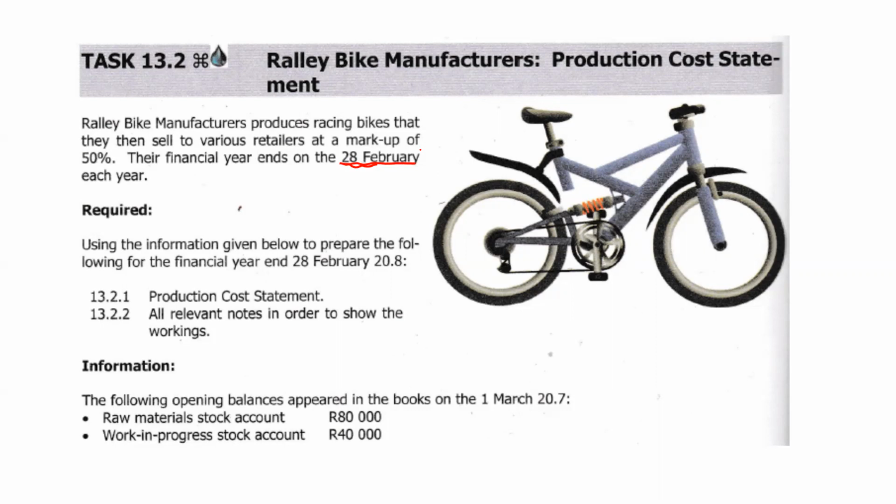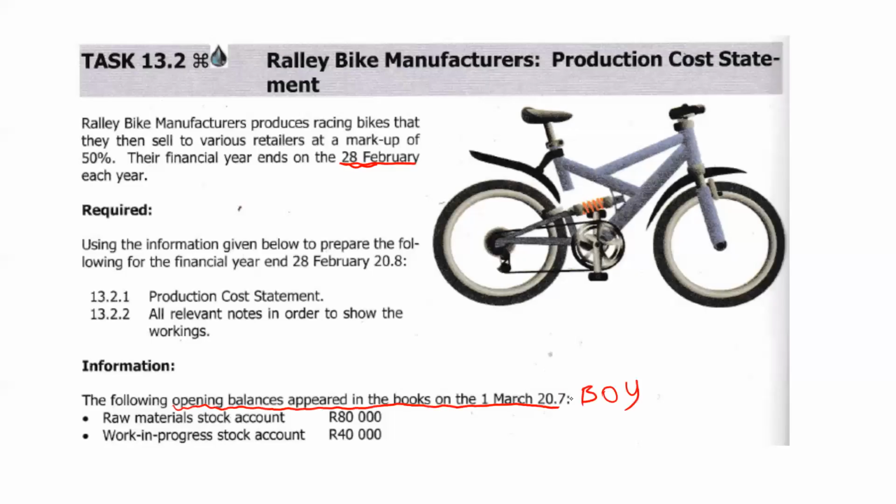the following balances appeared in the books on the 1st of March 20.7. For raw materials stock, we have 80,000. For work in progress, we have 40,000. Note that these are opening balances, meaning that they are balances at the beginning of the year.